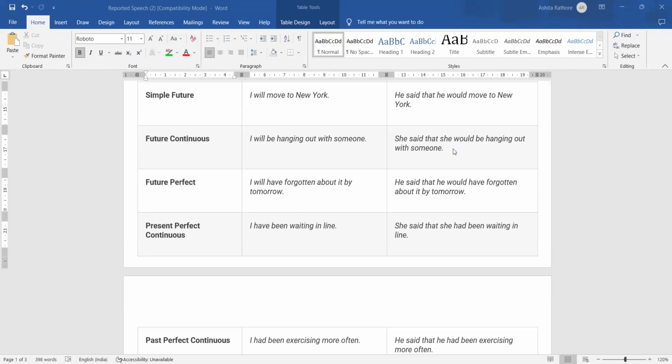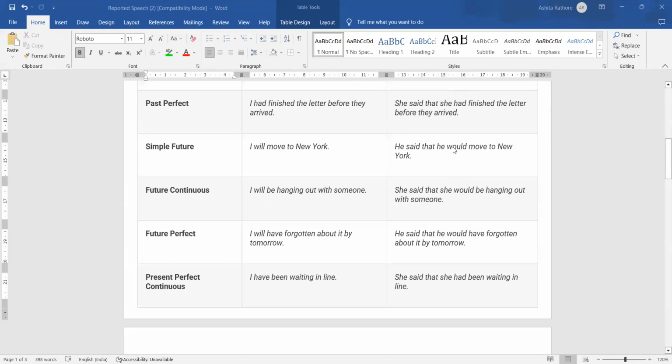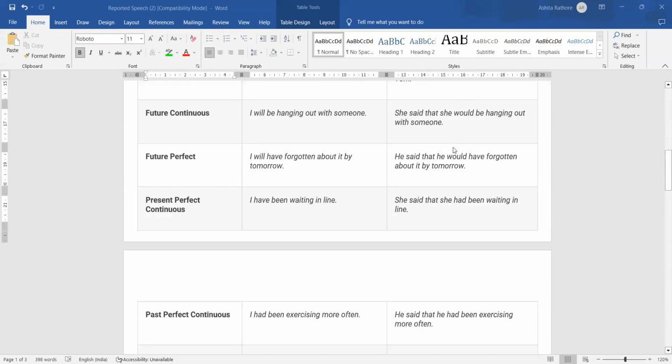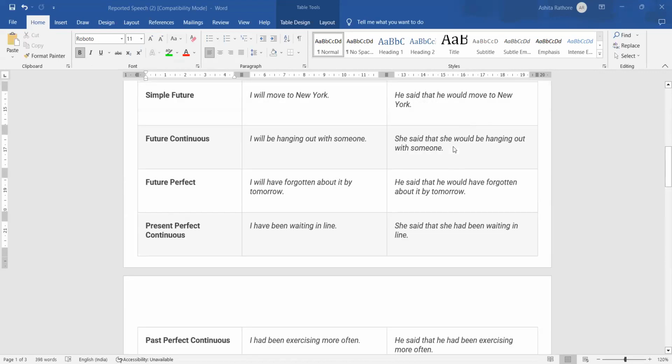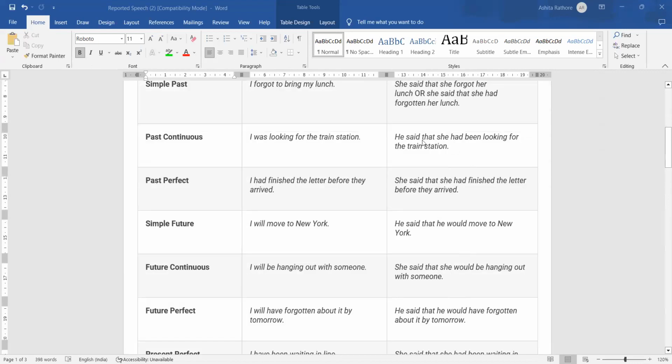Yes, ma'am. Okay. What are the tenses that are not undergoing any change? Past perfect and past perfect... Present perfect? Present perfect continuous? Future? Present perfect continuous is not going to stay, it is changing to past perfect continuous. Future perfect? No.